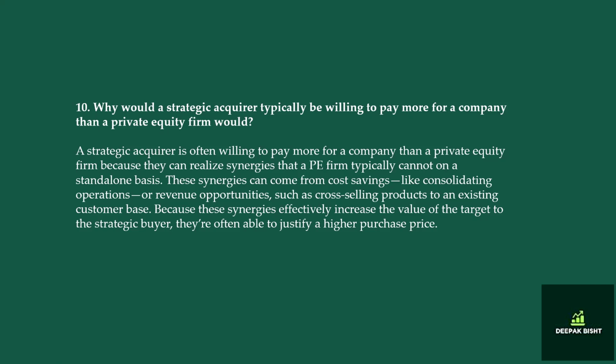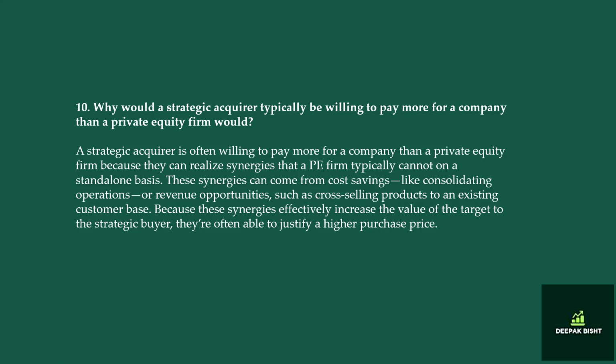Here in this case, just imagine company A, a strategic acquirer, buys company B, which sells complementary products. By integrating their sales teams, company A can sell company B's products to its existing customers. That's an example of revenue synergy, and also they can consolidate manufacturing facilities, reducing cost by 15%. That's an example of cost synergies.